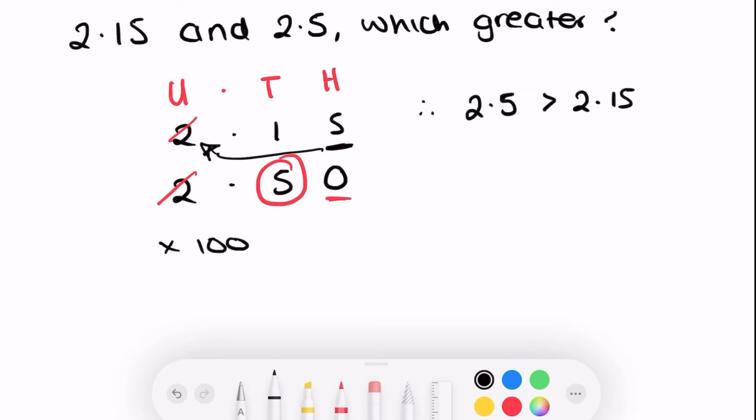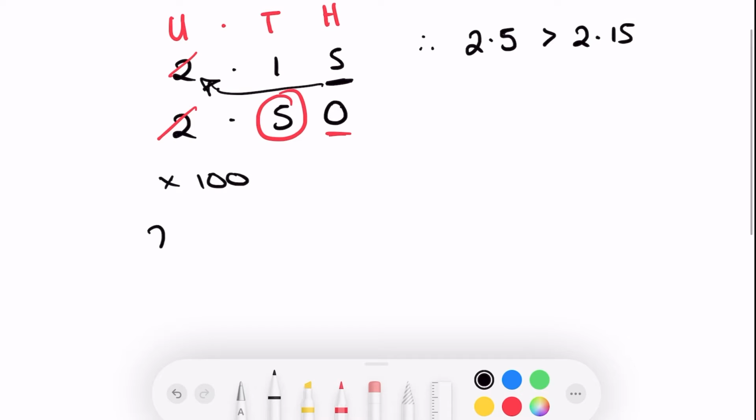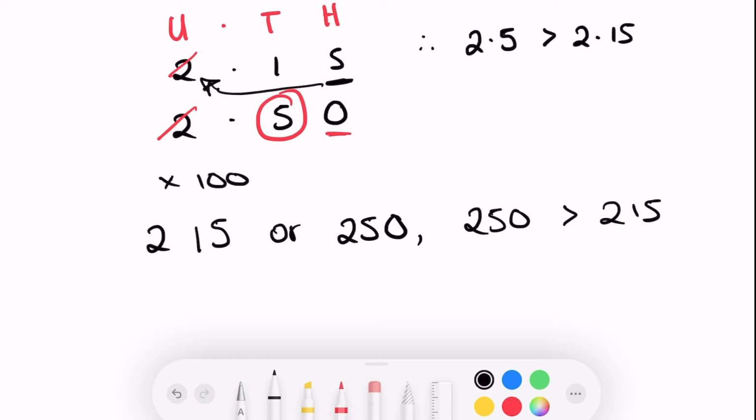So instead we could work with 215 or 250. And we know that 250 is greater than 215. Therefore, 2.5 has to be greater than 2.15 because we'd go backwards here and divide by 100 again. So those are the two ways you can figure out which decimal number is bigger.